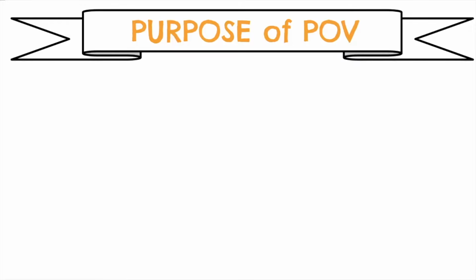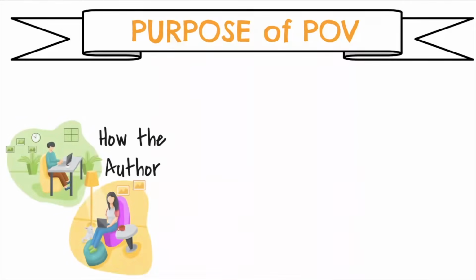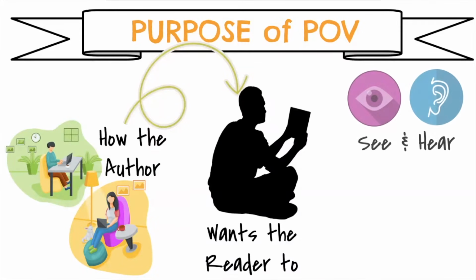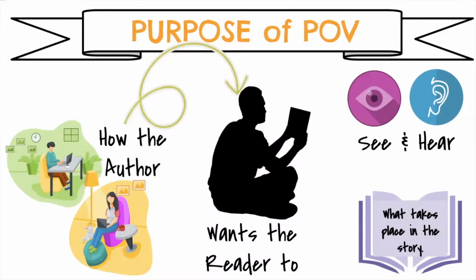So what is the purpose of point of view? Why do we even talk about it in reading? It's how the author wants the reader, which is you, to see and hear what takes place in the story. It's how they want you to experience what's happening in the story.